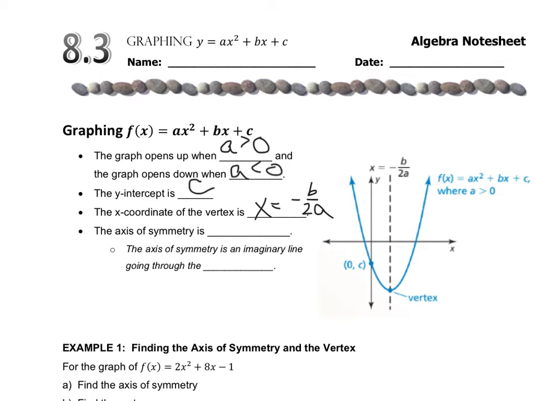So the axis of symmetry, let's think about that, is also going to be that same negative b over 2a. Because remember, the axis of symmetry is really right through the middle of the vertex. So the x-coordinate is not going to change whether it's the x-coordinate of the vertex or the line of symmetry. The axis of symmetry, remember, is an imaginary line going through the vertex. So once we have the x-coordinate of the vertex, we also have the equation of the vertical line, the axis of symmetry.